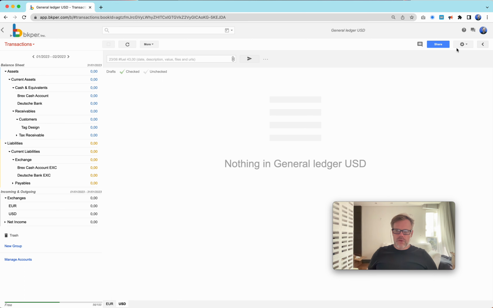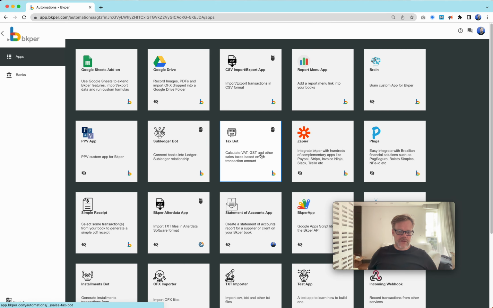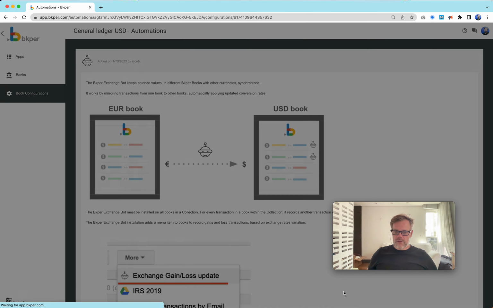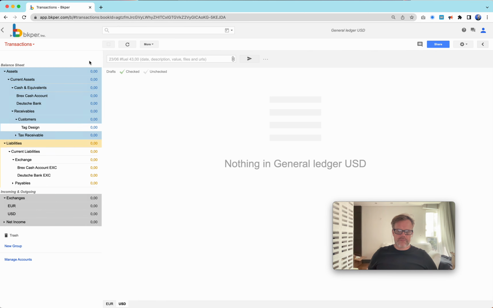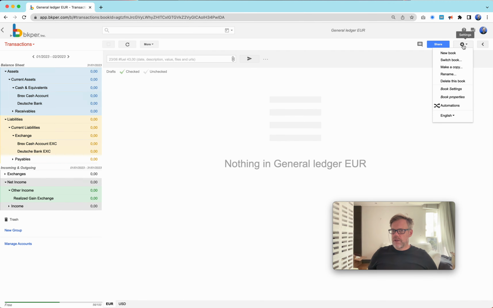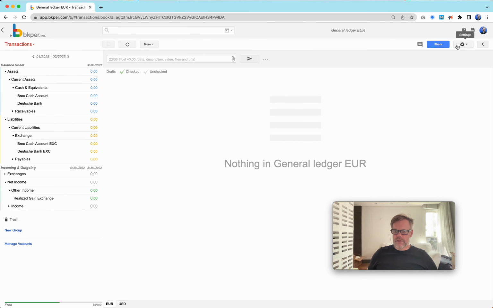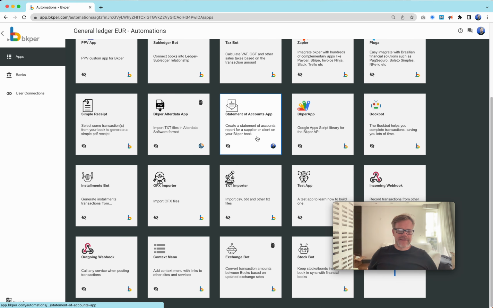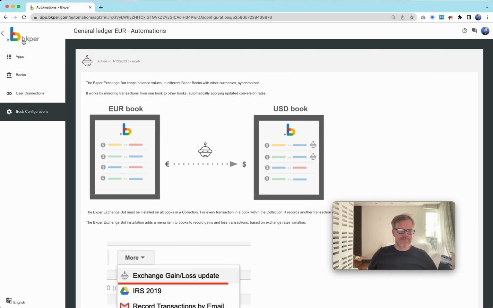Okay, let's go to the installation of the Exchange bot. You go to your automations, install your Exchange bot. You have to do this on all the books in your collection, okay? Exchange bot, press install, there you go.